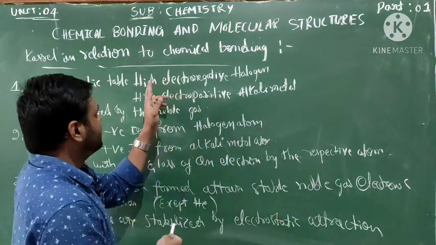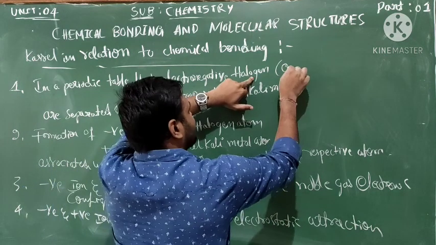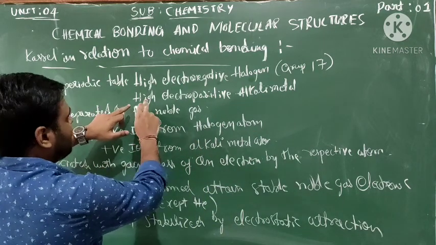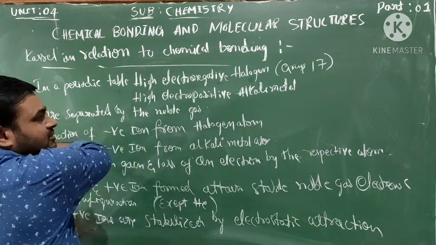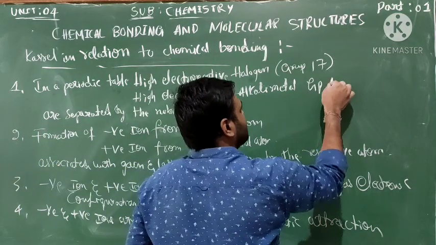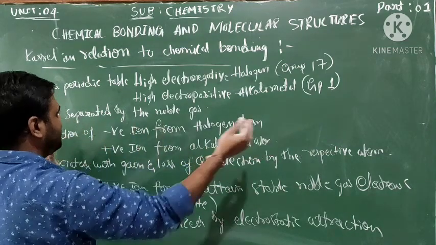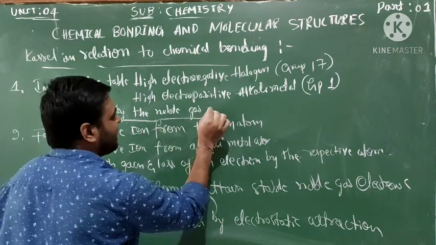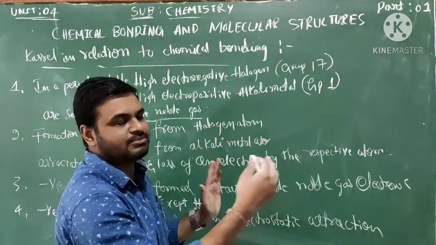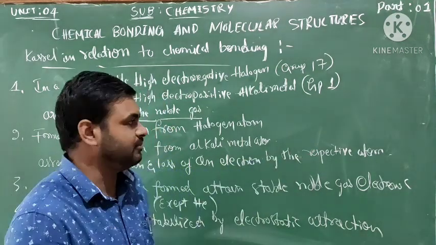Here the highly electronegative halogens are group 17, and the highly electropositive alkali metals are group 1. Group 17 and group 1 are separated by noble gas configurations. Both are separated by a noble gas configuration. I will give an example of this later.